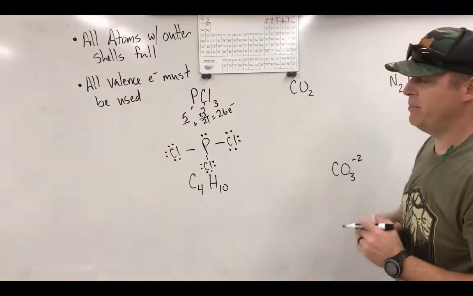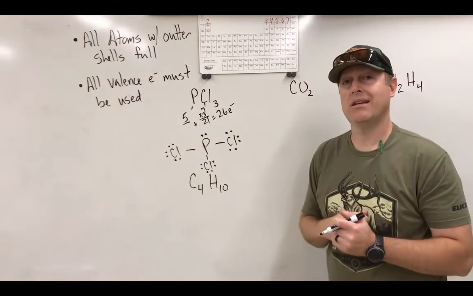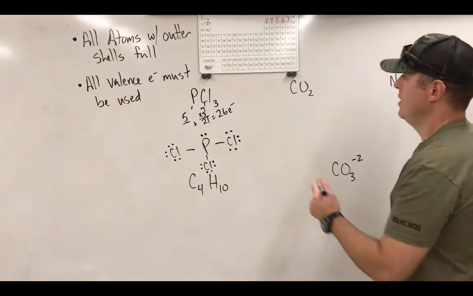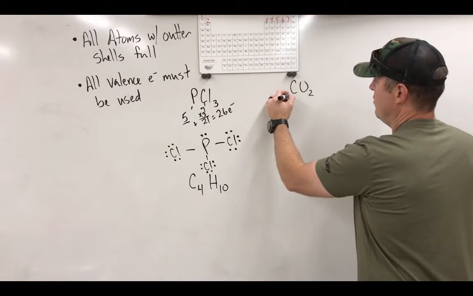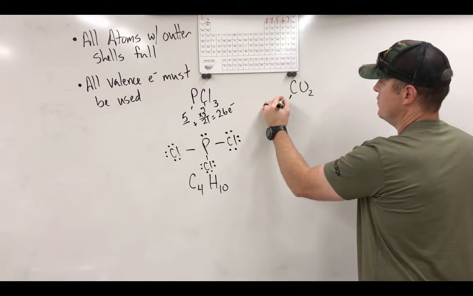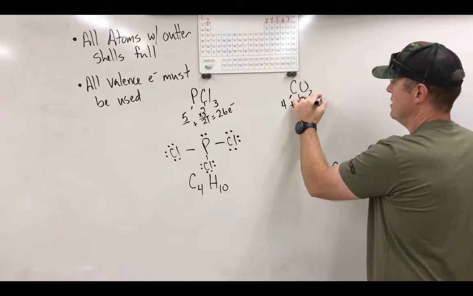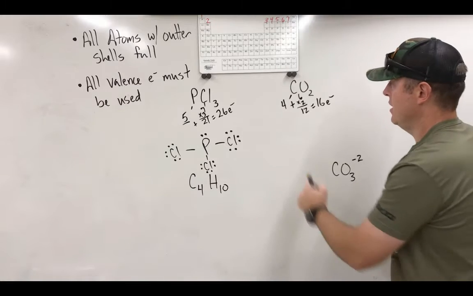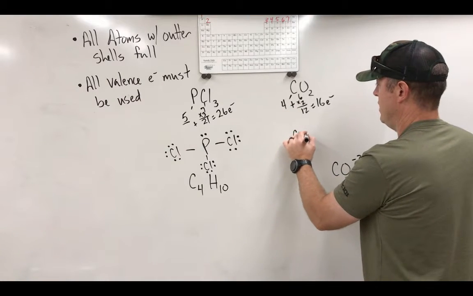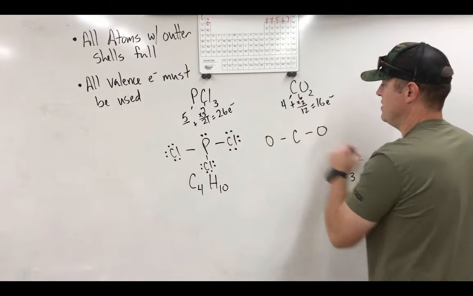Okay, we're going to jump here to carbon dioxide. We're going to see that this is a little bit different. Okay, so just like we did before, we need to check the number of valence electrons. So carbon has 4, oxygen has 6 times 2, total of 12. We got 16 total electrons. Okay, carbon is going to be my central atom. I'm always going to start with single bonds.